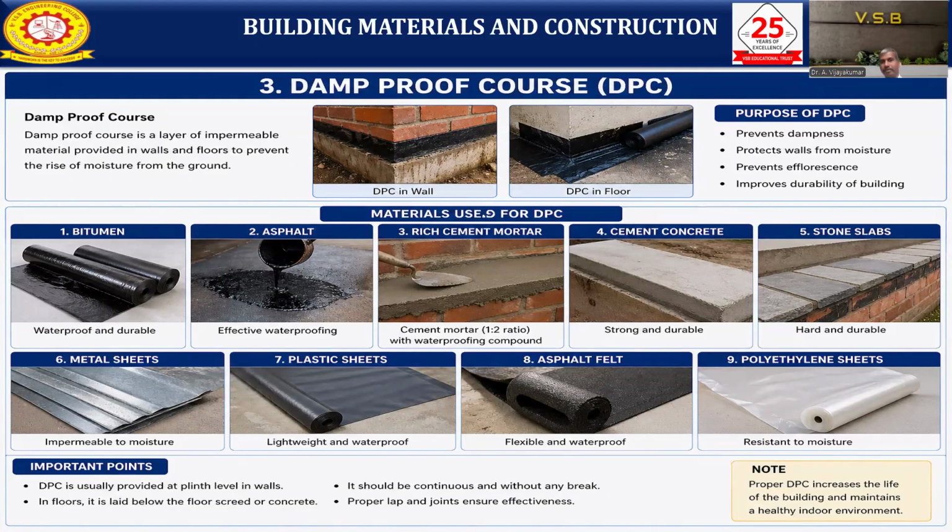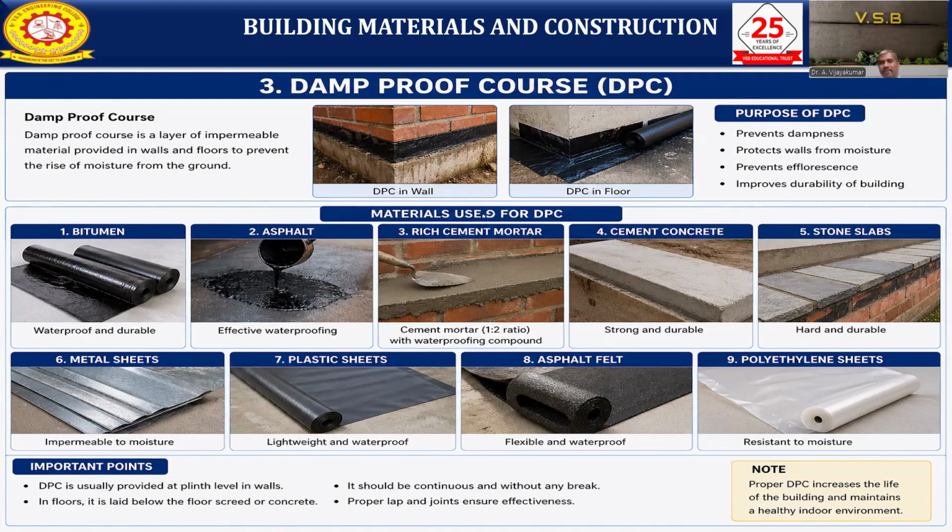Damp-proof course is very important for a building. A damp-proof course is a small layer of impermeable material provided in your walls and floors to prevent the rise of moisture from the ground. When moisture comes near a waterlogged area, near a sea, or near anything flowing, the water level in the ground increases. Then dampness may come into our building also. For that, we need to provide impermeable materials.